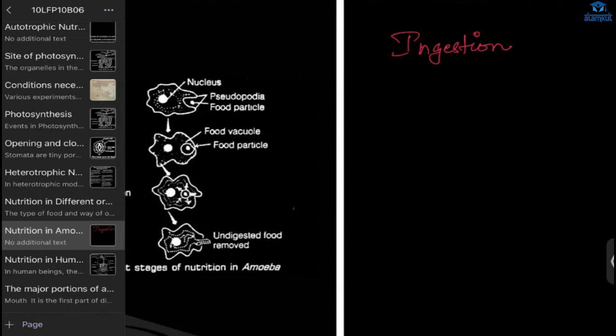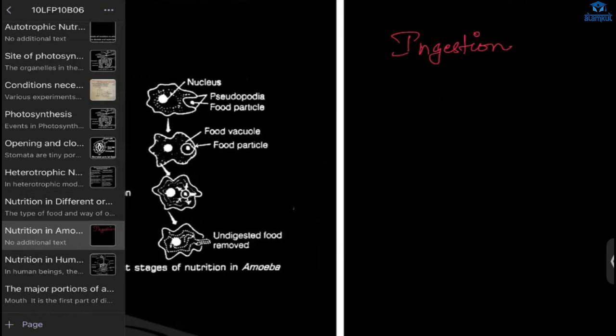Then assimilation. What is that? Ma'am, it is used by the body of the organism. See, after absorption, the food goes to different parts of the cells. After that, it gets used up for different purposes. That is assimilation.